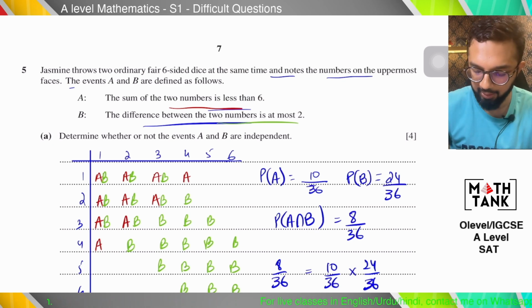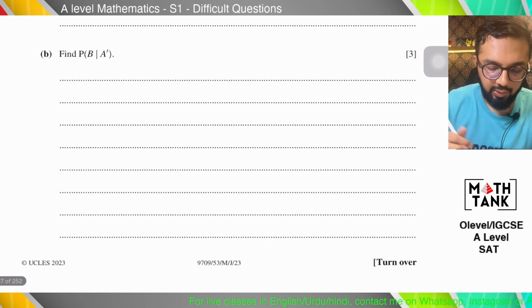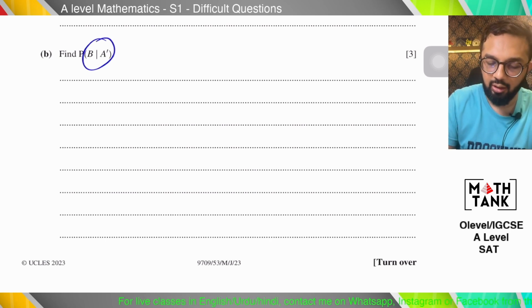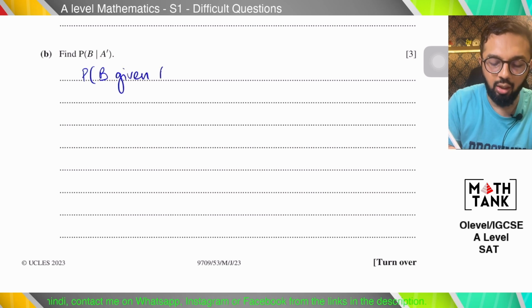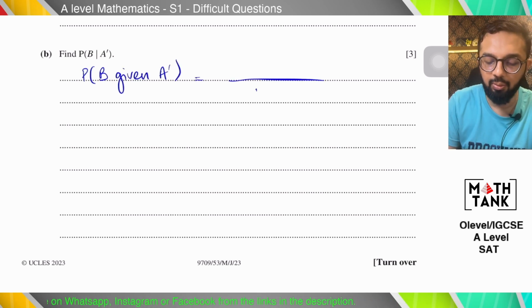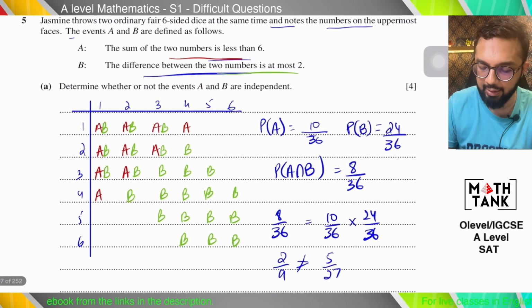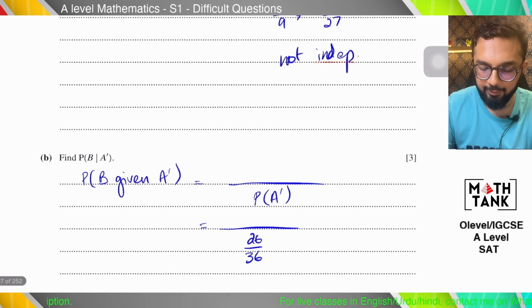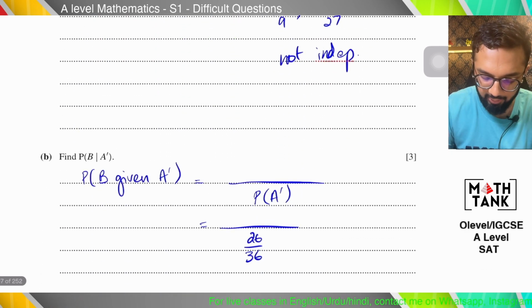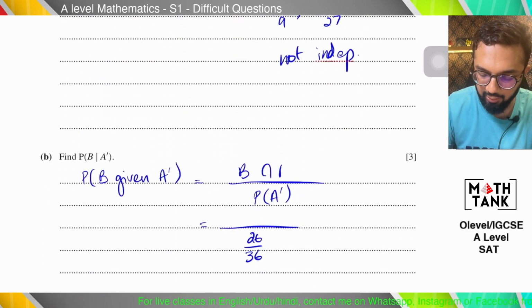Yep, not independent. Find the probability of B given A naught. So this means I want to find the probability of B intersection A naught, divided by the probability of A naught. So the denominator is the probability of A naught. A itself was 10 out of 36. So this should be 26 out of 36.